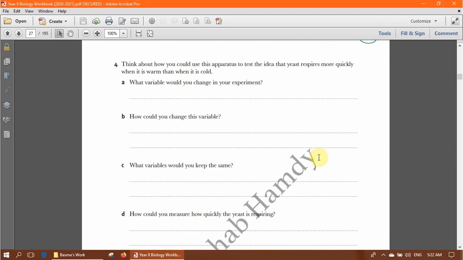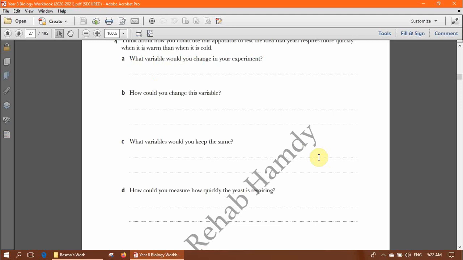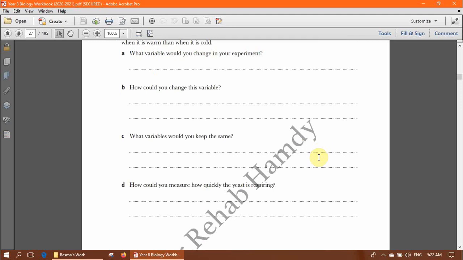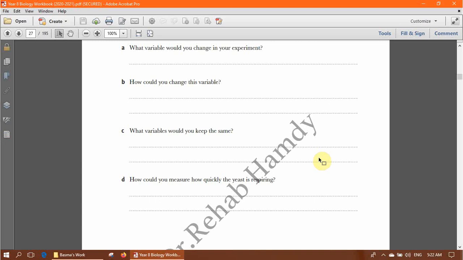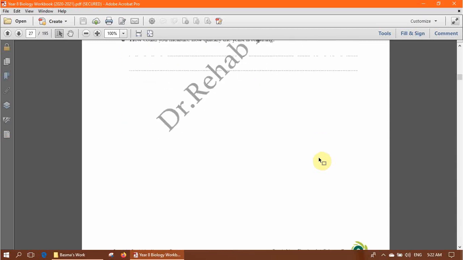Okay, what variables would you keep the same in this experiment? So I should keep the same the concentration of the glucose, the size of the test tubes, the mass of the yeast, the type of the yeast, the volume of the lime water. All those factors have to be kept the same to have a fair test. Okay, how could you measure how quickly the yeast is respiring? I'm using lime water here, so I can measure the time taken for the lime water to go milky or turbid. The faster it turns milky, this means that the yeast is respiring faster or more.